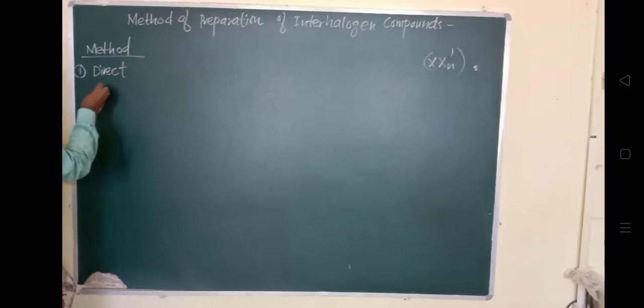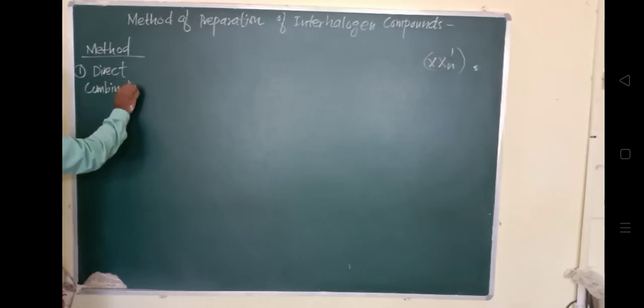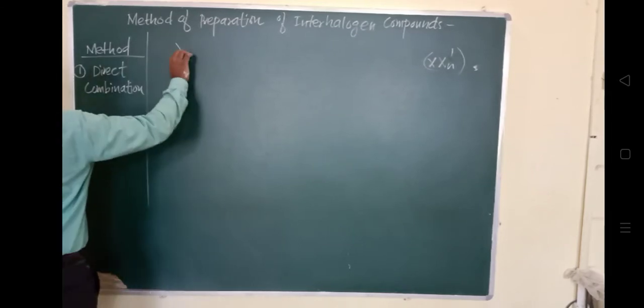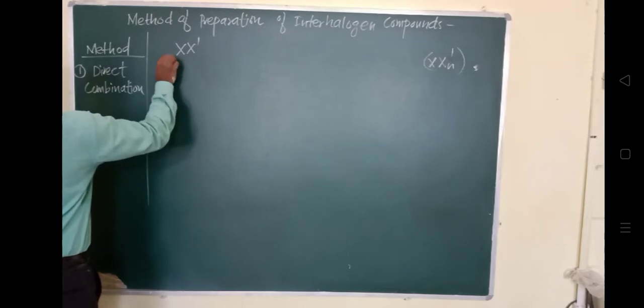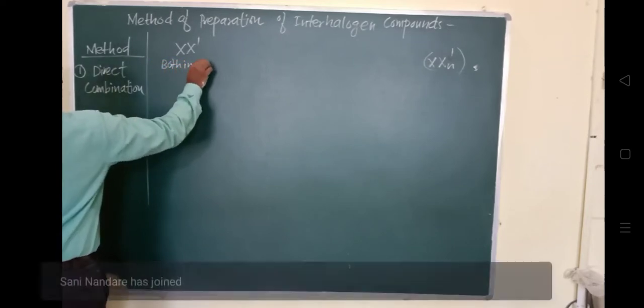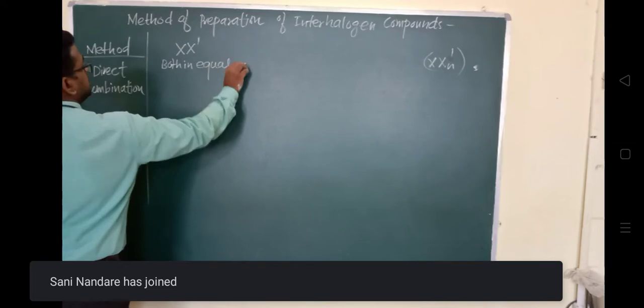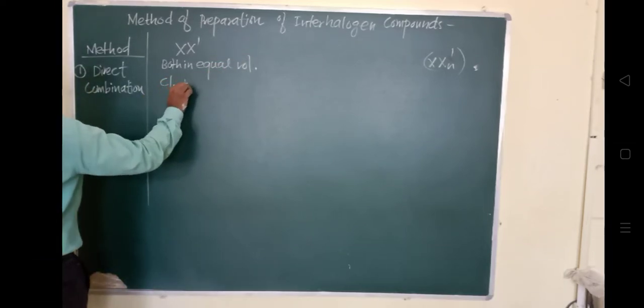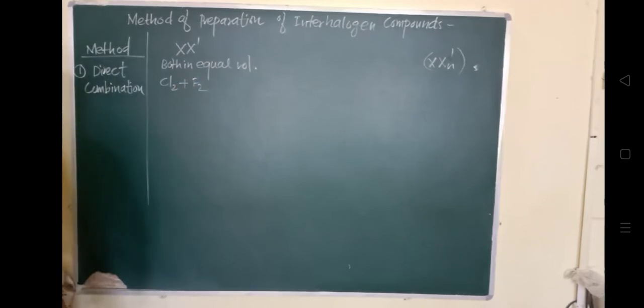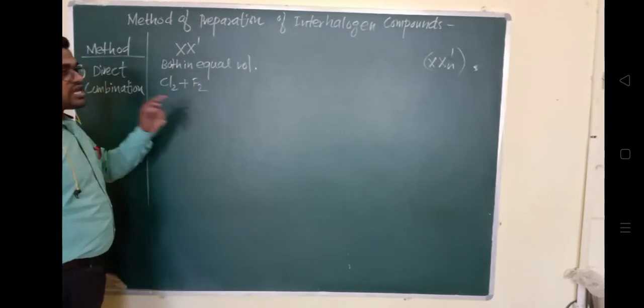This is a direct combination method where the compound formed is of the type X X dash, where X and X dash are both halogens, both in equal volumes. Examples are Cl2 and F2. We know that chlorine and fluorine are both halogen group members.